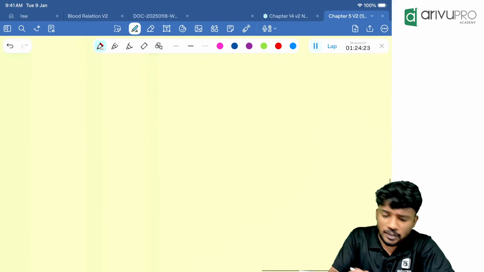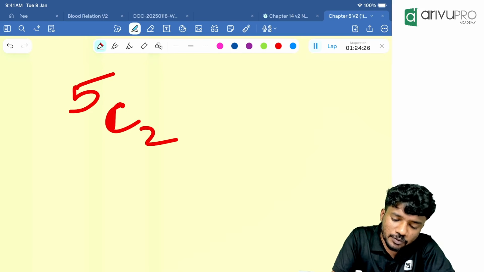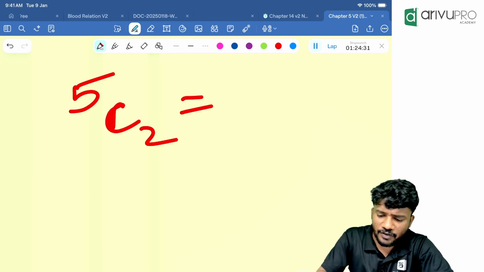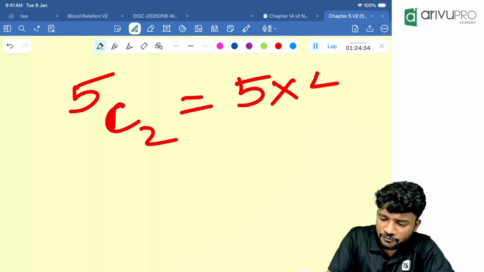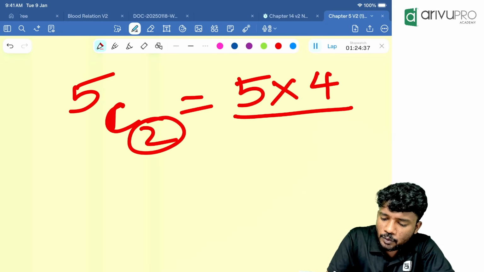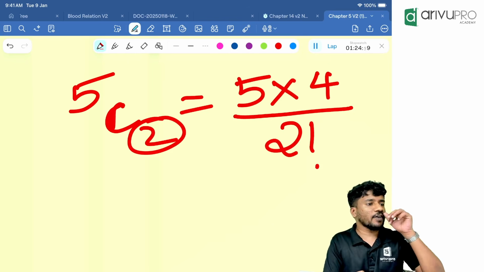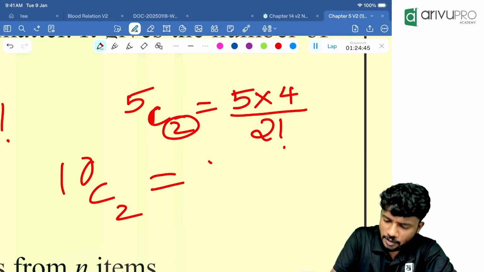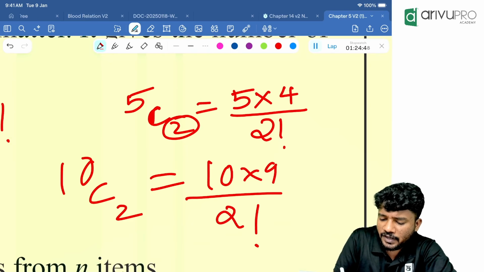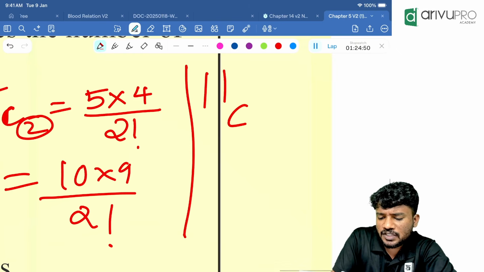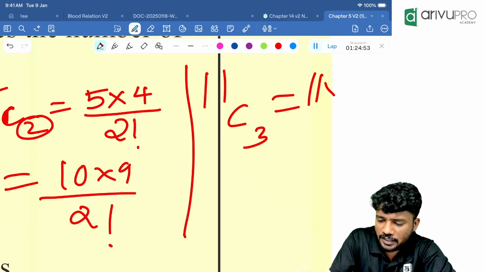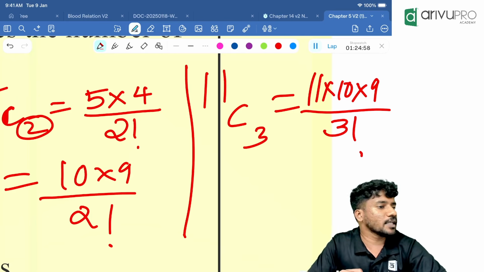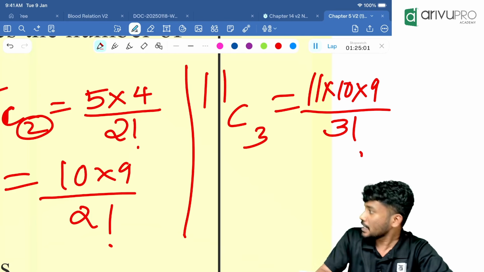Now, if I give you one question, 5C2, what will be the way to write the answer? 5C2 can be written as 5 into 4 divided by 2 factorial. Then, how will you write 10C2? 10 into 9 divided by 2 factorial. Then, how will you write 11C3? 11C3 is nothing but 11 into 10 into 9 divided by 3 factorial. 3 factorial is how much, people? 6.